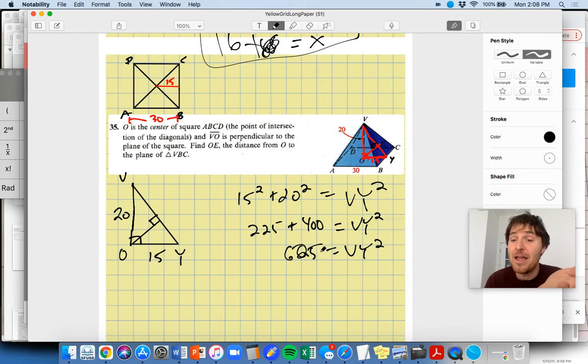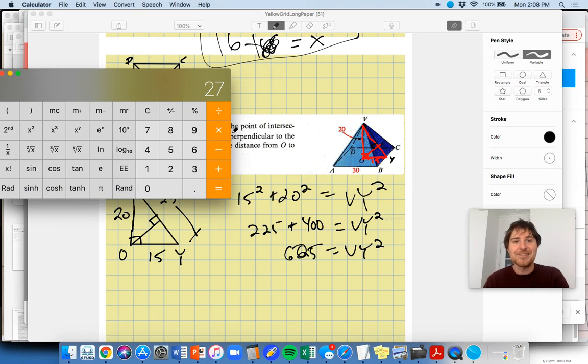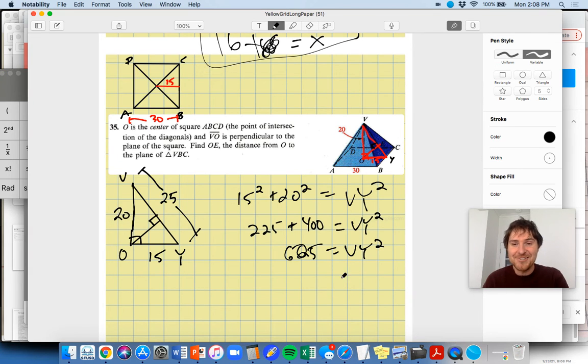625 is actually a perfect square. Take the square root, and VY is 25. That is a Pythagorean triple right there, a 3-4-5 ratio, so we'll keep an eye on those. This was a lot easier than what I filmed earlier. So VY is 25. Now let me try what I was trying to do before.